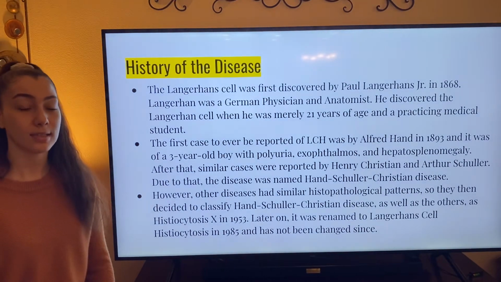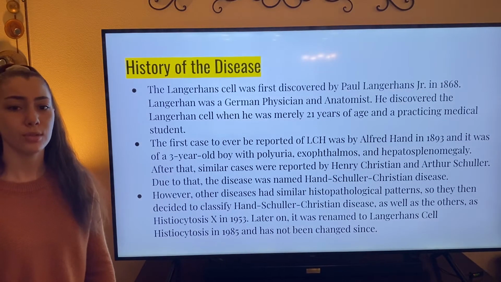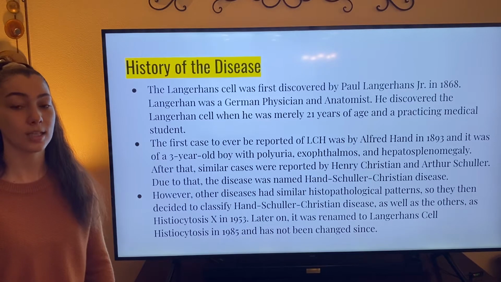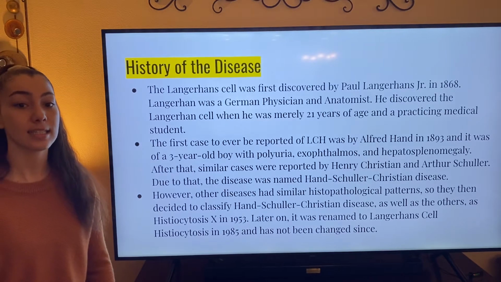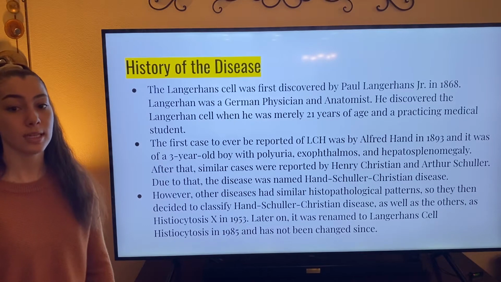After that, similar cases were reported by Henry Christian and Arthur Schuler. Due to that, the disease was named Hand-Schuler-Christian's disease. However, other diseases had similar histopathological patterns, so they then decided to classify Hand-Schuler-Christian disease as well as the other ones as histiocytosis X in 1953. Later on, it was renamed to Langerhans cell histiocytosis in 1985, and it has not been changed since then.